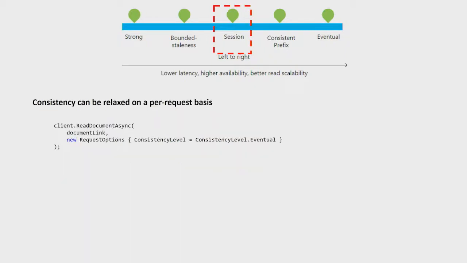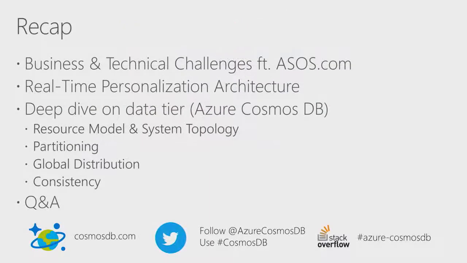You can also relax consistency on a per request basis. You do so by simply overriding the request operations for your database requests. And this basically concludes our session. We've talked about the business and technical challenges with one of our real-world customers. We went over our real-time personalization reference architecture. We've done a deep dive on Azure Cosmos DB.